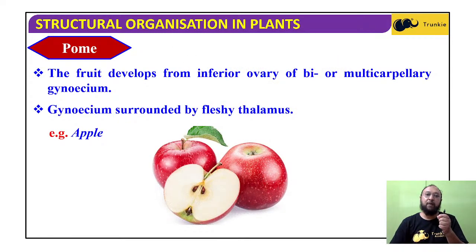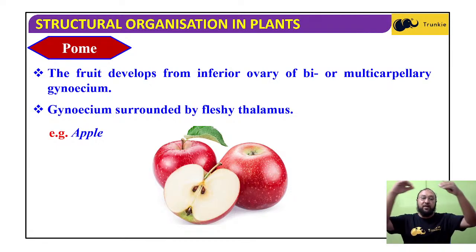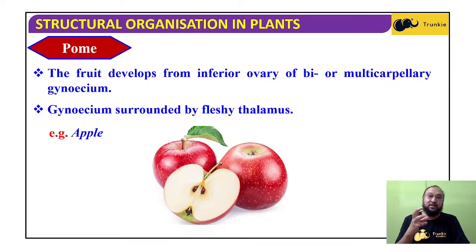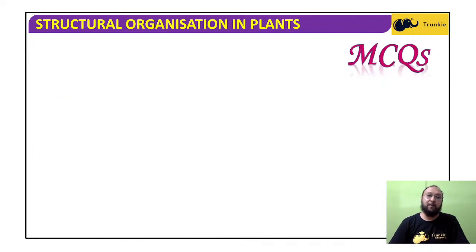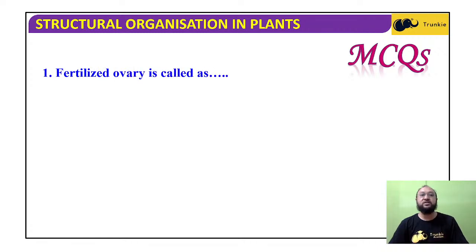Now apple: you can see the gynoecium is surrounded by the thalamus. This is the inferior ovary, and the other floral parts are above, so the thalamus surrounds the gynoecium and forms a fleshy thalamus. The example is the apple. Now we go through some questions.